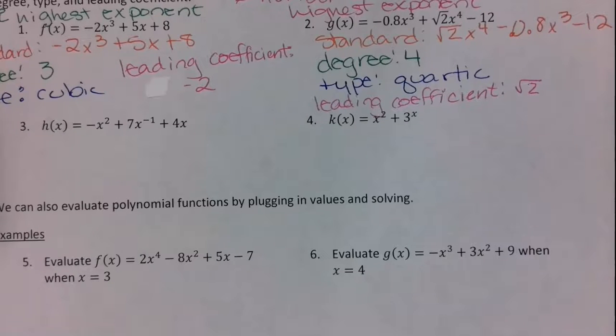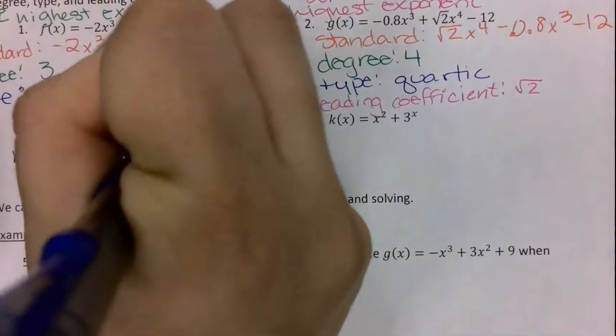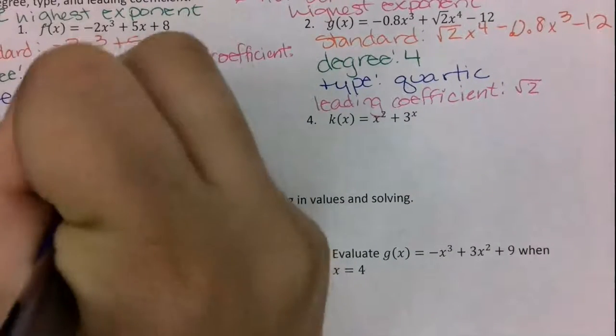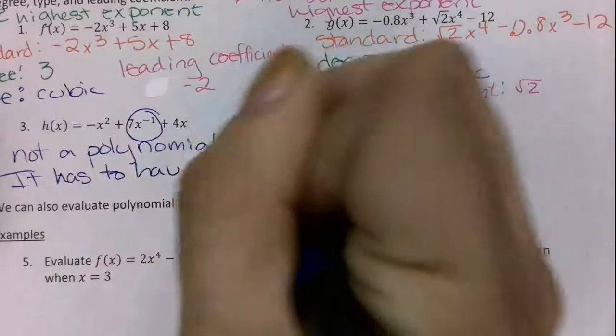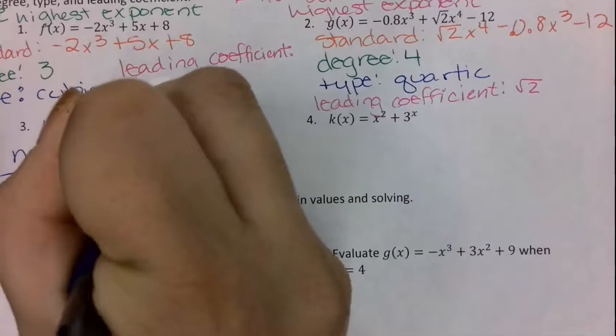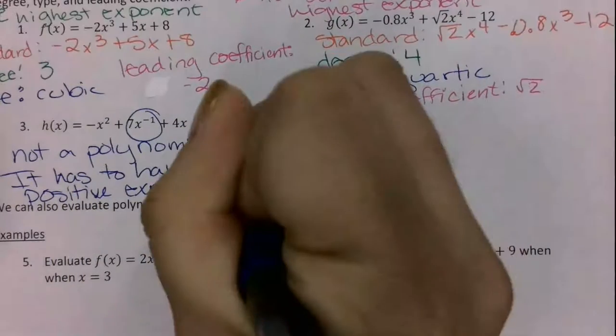Is number 3 a polynomial? It's what we've been working with. So, yes or no? Pick one and tell me why. No, it's not, because it's negative. It always has to have positive exponents.